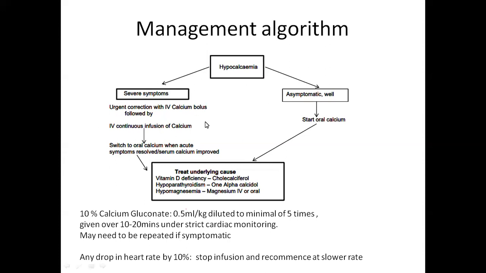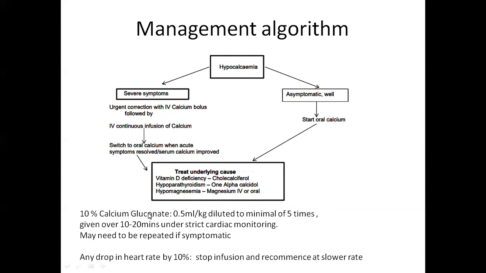Then once your symptoms have got better and the child is able to take orally, the immediate thing you need to do is switch over to oral calcium. Always, for any electrolyte abnormality, it's better to give it orally if it's available and if the child is able to take it. Only in severe symptoms you need to give IV corrections. And second, once you stabilize and increase the calcium, you need to maintain the calcium. For that you need to correct the underlying cause. So look for vitamin D deficiency, hypoparathyroidism, and hypomagnesemia.